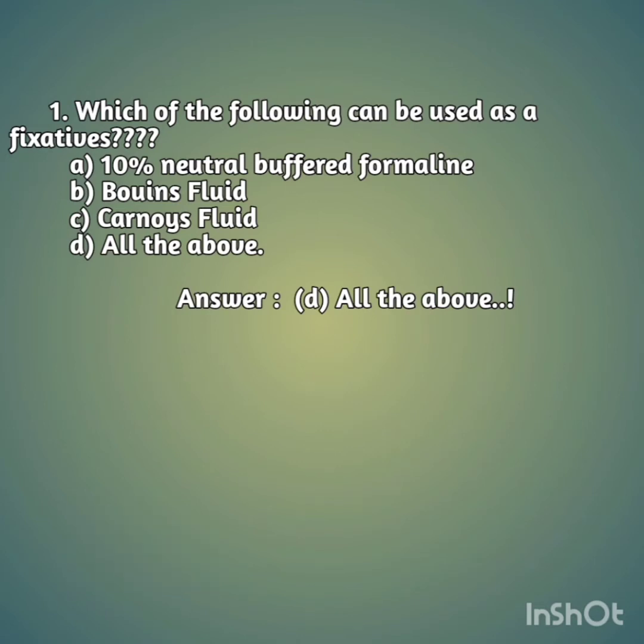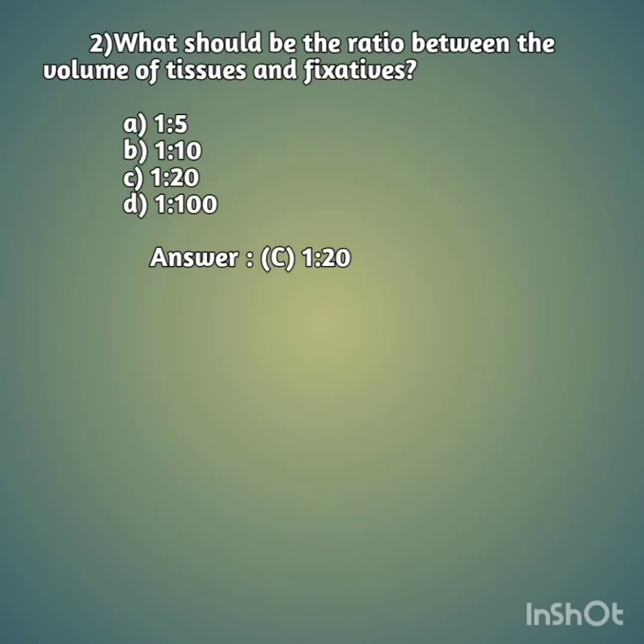Moving on to our next question, what should be the ratio between the volume of tissues and fixatives? Option A, 1:5, option B, 1:10, option C, 1:20, and option D, 1:100. So your right answer is C, that is 1:20.